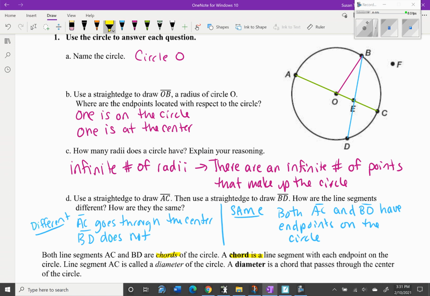A chord is a line segment with each endpoint on the circle. Line segment AC is called the diameter of a circle. A diameter is a chord that passes through the center of a circle. So if it passes through the center, it's called a diameter. If it doesn't pass through the center and it just has two endpoints on the circle, then we're just going to call that a chord.